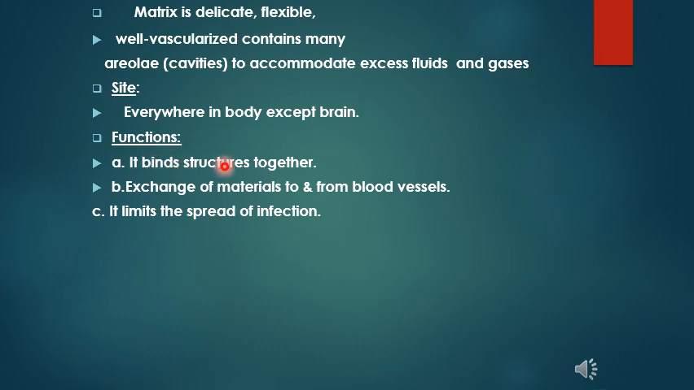The function: it binds structures together, is important for exchange of material, and it limits the spread of infection. How? Exchange of materials, as it is highly vascular and contains lymph vessels. How does it limit the spread of infection? The collagen fibers hinder the movement of the microbes. While hindering, there are macrophages that phagocytose any foreign particle.